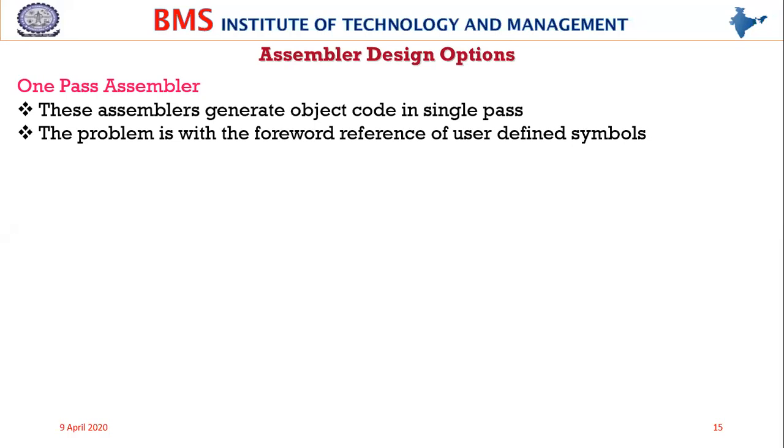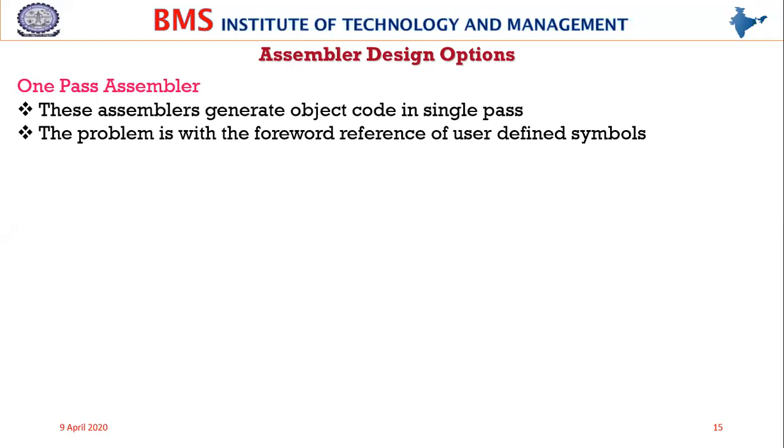We have design options. Till now we have seen two-pass assemblers, which take one pass to allocate addresses, that is definition, and one more pass to resolve the operands, that is, convert the mnemonics to opcode and the operand to its addresses. Why can't we implement a one-pass assembler? Can't it do it in a single pass? Yes, it can. One-pass assemblers generate the object code in a single pass, and everything is resolved.